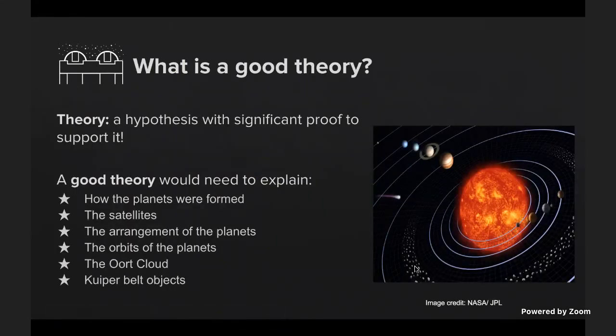So, a theory is a hypothesis that has significant proof to support it, which means a good theory for the formation of our solar system would have to have significant proof to support it, and also explain many essential aspects of our solar system. To name a few, it would have to explain how the planets were formed, the satellites, so the moons, and why Venus and Mercury don't have any, the arrangement of the planets with the rocky planets closer to the sun and gas giants farther out, the orbits of the planets around the sun and why they orbit in the same direction, the inclination of the orbital plane, the existence of the Oort cloud and Kuiper belt objects, and much more.